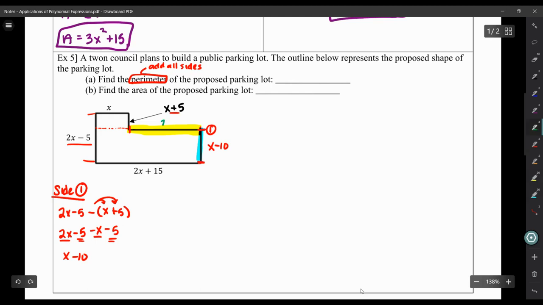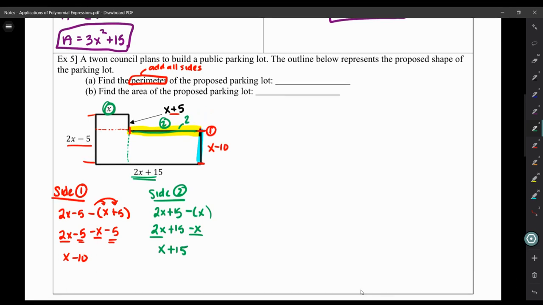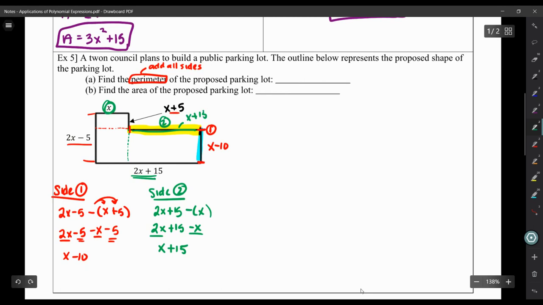Now I need to figure out side number 2. So again, if I extend this side here, I can see that side 2 is simply the subtraction of this long side minus x. So to figure out side 2, I will have to do the long side, 2x plus 15, minus this short side of x. So this is just 2x plus 15 minus x, and 2x minus x is an x. So that's the value of my short side. So this green side is, sorry, x plus 15. The short side is x plus 15.